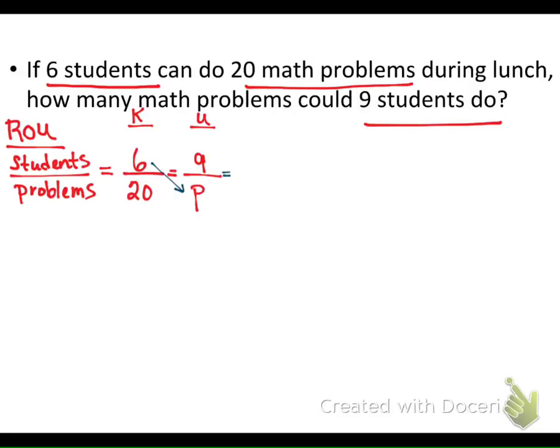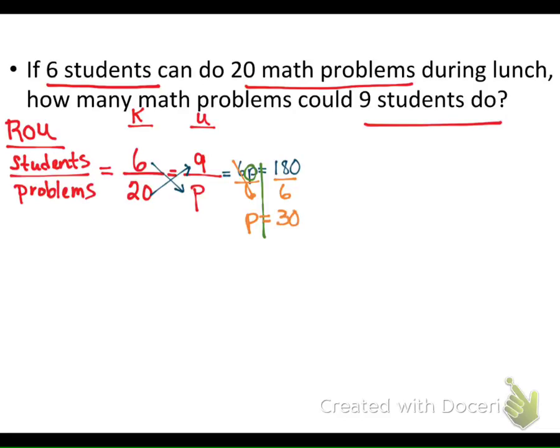So I have my equal signs again. 6 times p is equal to 20 times 9, which is 180. And now I'm at my one-step equation. Talk me through it, you guys. You divide by 6. Divide by 6 on both sides. And that gets you p equals 30 math problems.